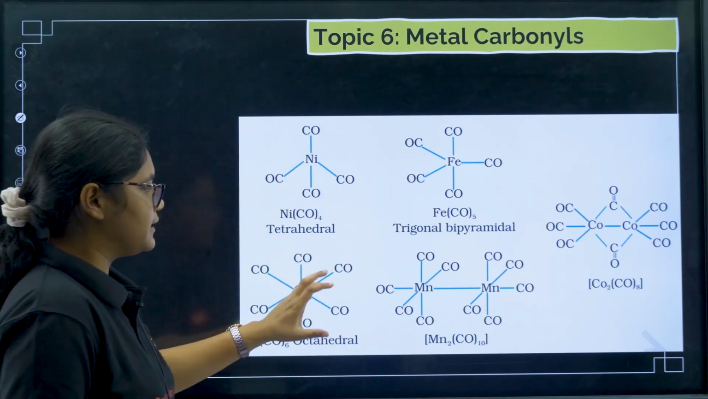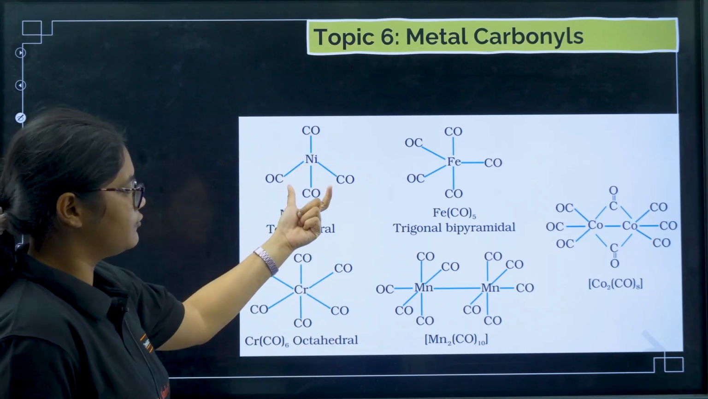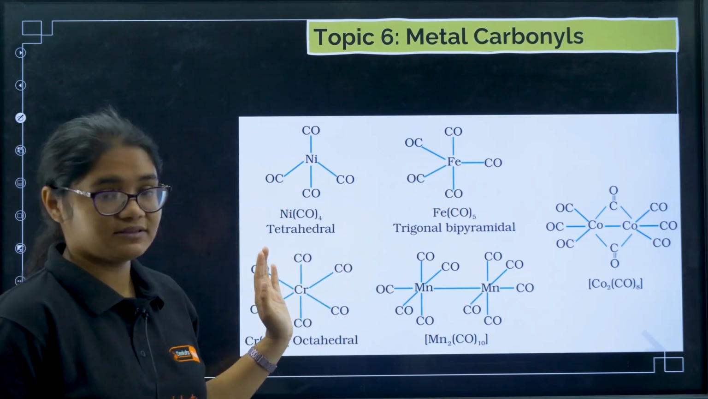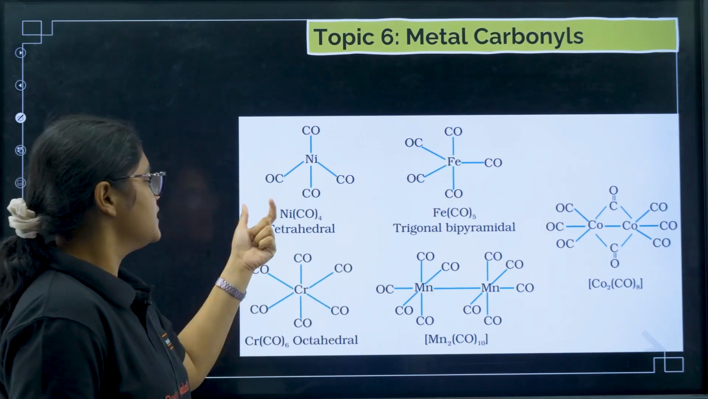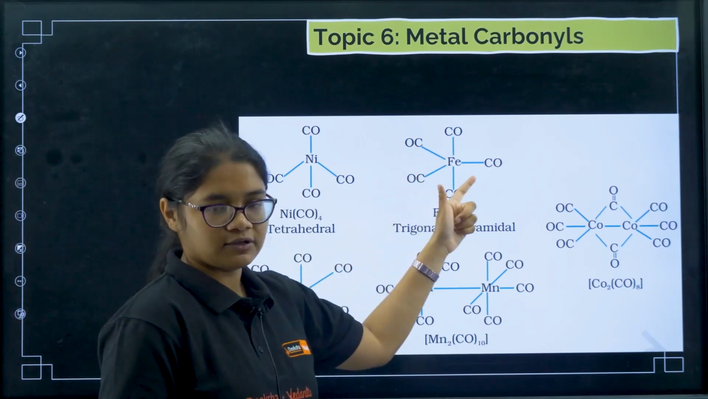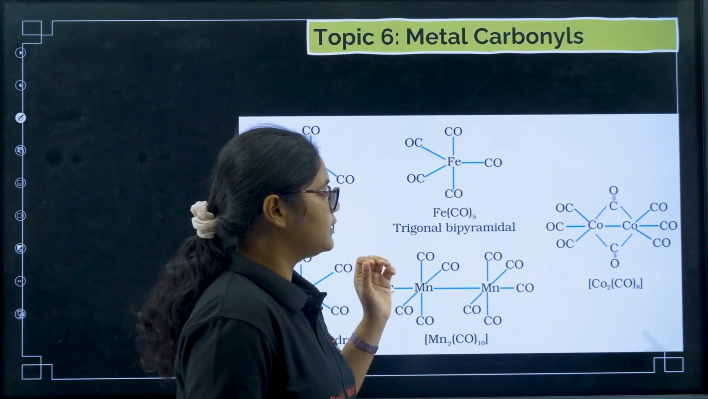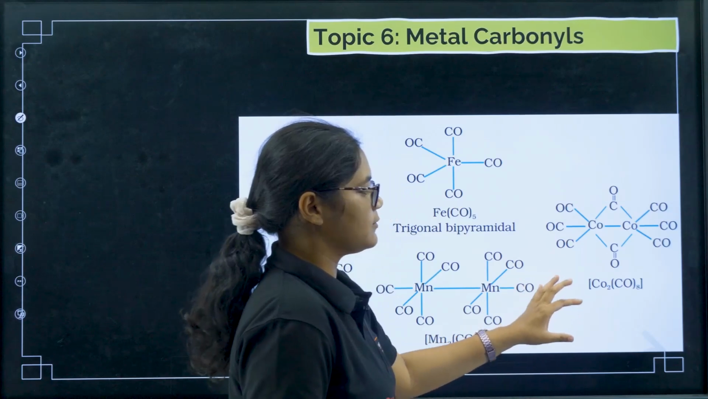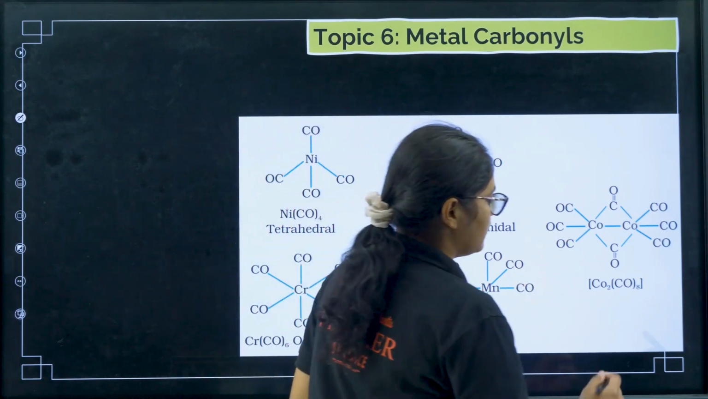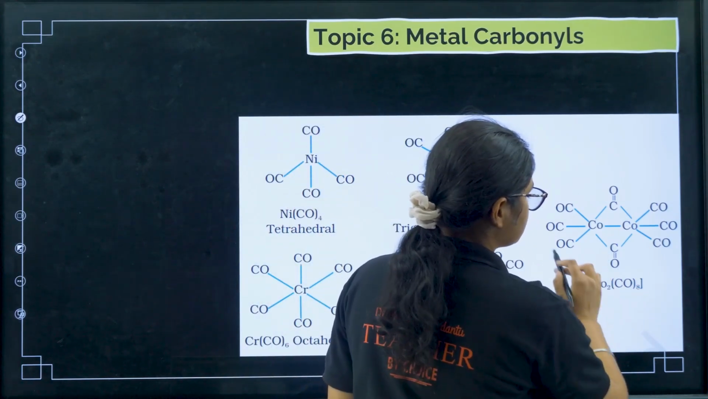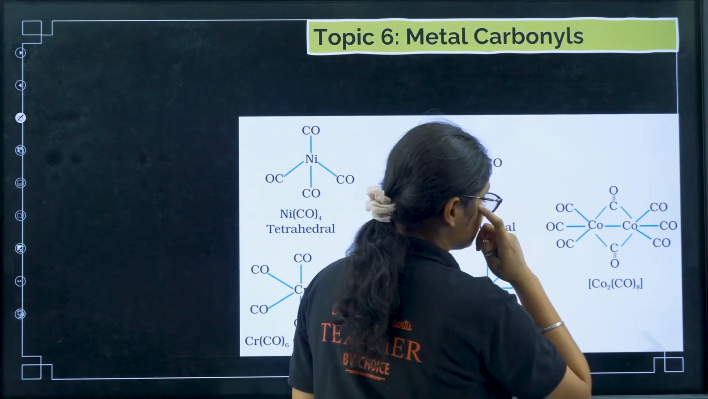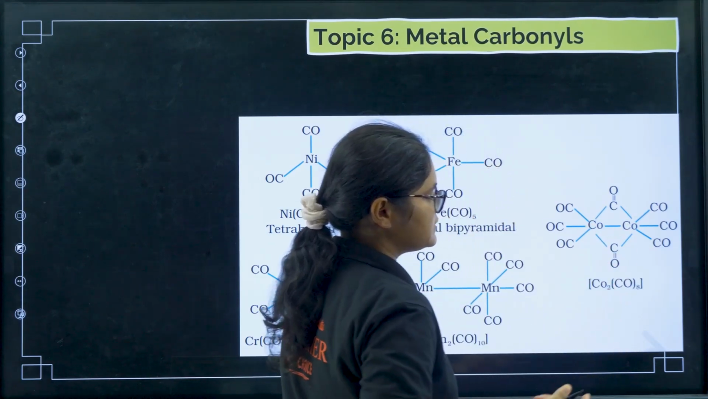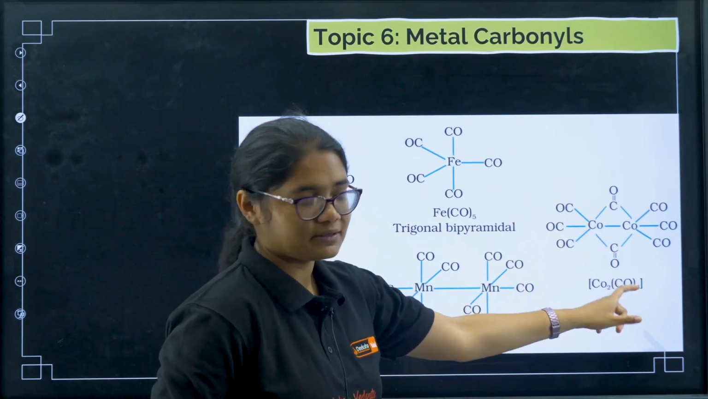You can see some metal carbonyl examples here, Ni(CO)4, Fe(CO)5. Please remember the structure here, questions can be asked. Ni(CO)4 is tetrahedral, Fe(CO)5 is trigonal bipyramidal. Here you have Co2(CO)8. Please remember this octacarbonyl cobalt structure, this is important. Questions are asked like how many CO bonds are there. Any question can be asked, so please remember this structure.